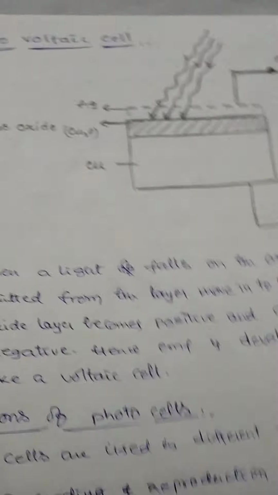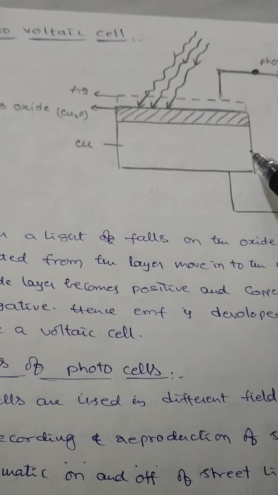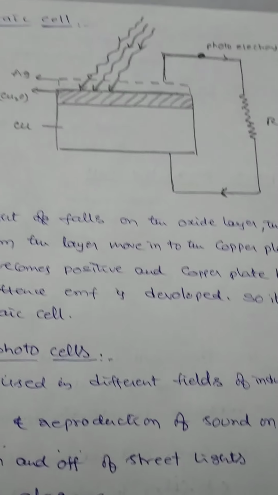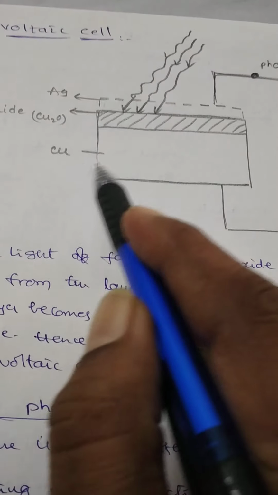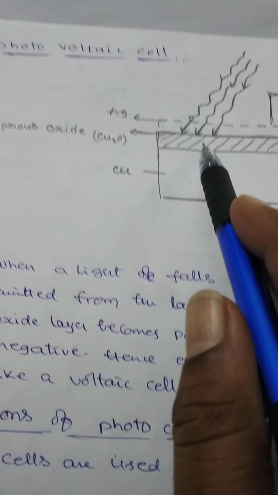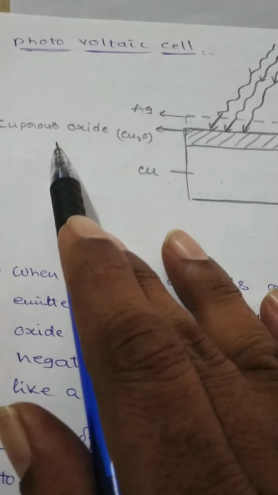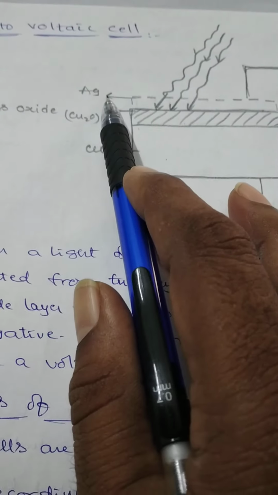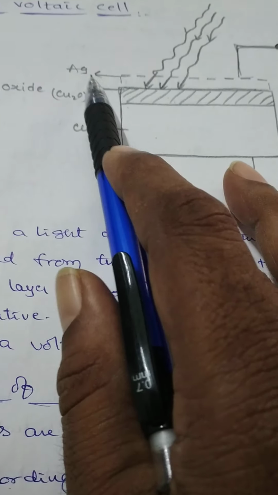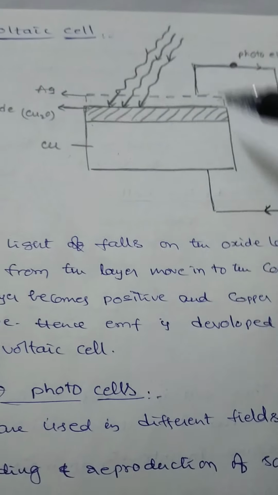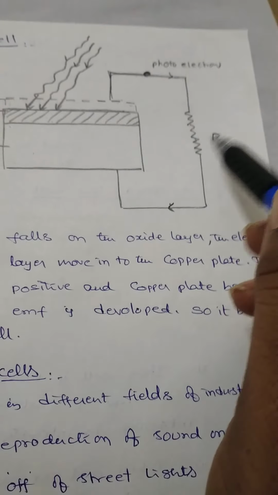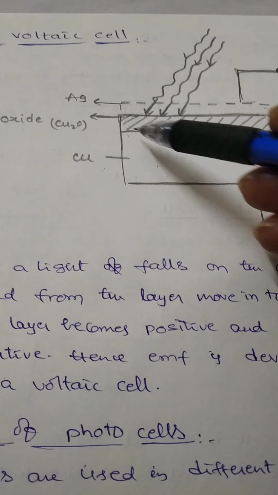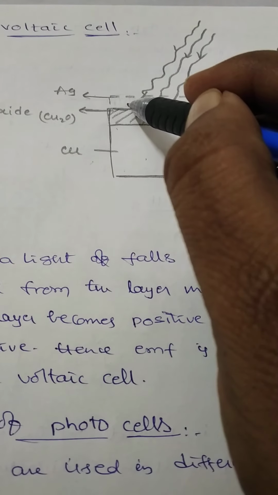Third one is the photovoltaic cell. This is the construction. This photovoltaic cell consists of, there is no battery inside the circuit. But here, this is a copper plate. On the copper plate, a thin layer of cuprous oxide is mounted. Again, on this cuprous oxide, a silver foil is connected. In between the silver foil and the copper, there is a resistance connected in the form of a closed circuit. Here also, when a light is made to be incident on the cuprous oxide, photoelectrons are emitted from it.